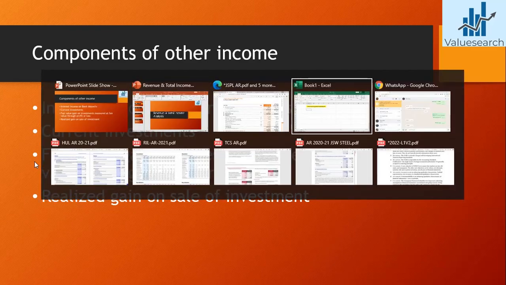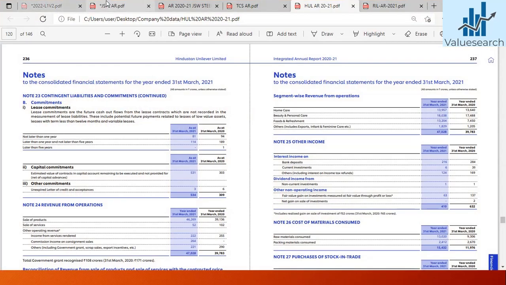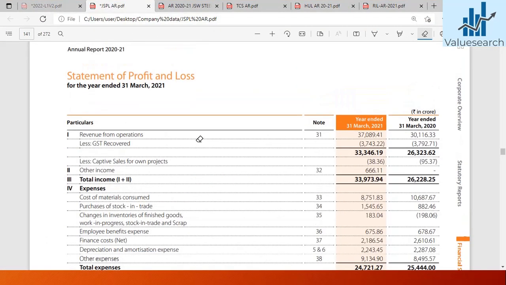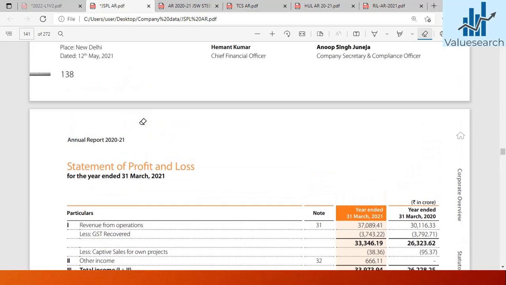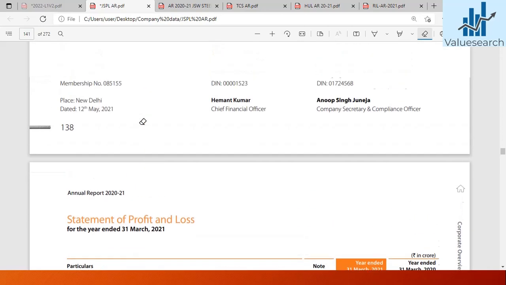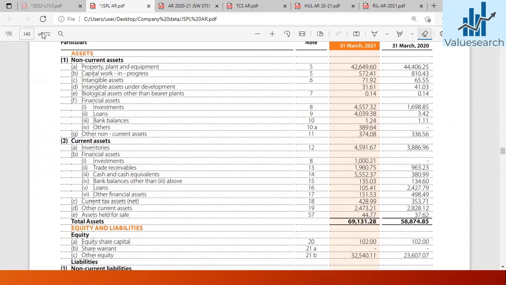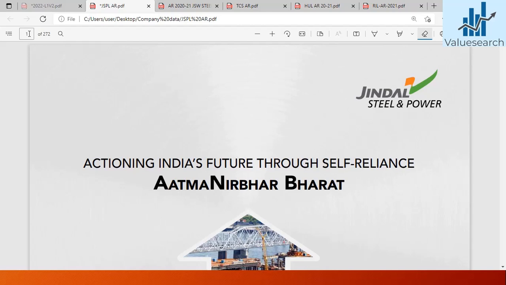So now let us take a look at a company's profit and loss statement. As you can see, this profit and loss statement is of the company Jindal Steel and Power Limited. Let me just show you which company's profit and loss statement we are currently analyzing. So you can see that this is Jindal Steel and Power Limited.